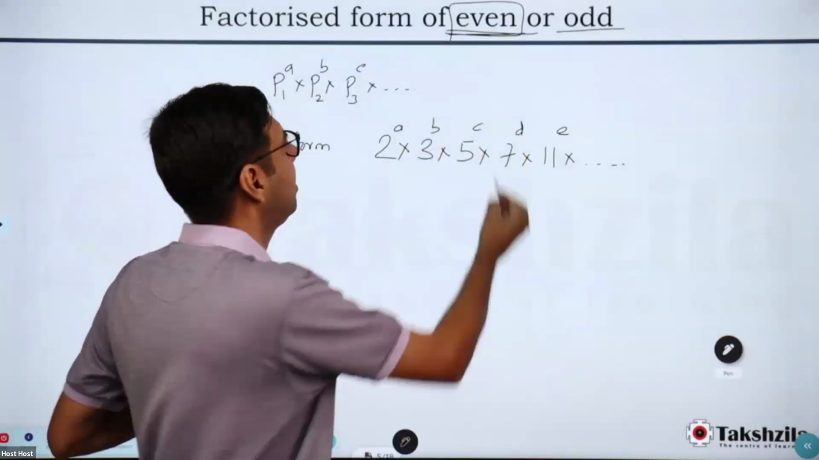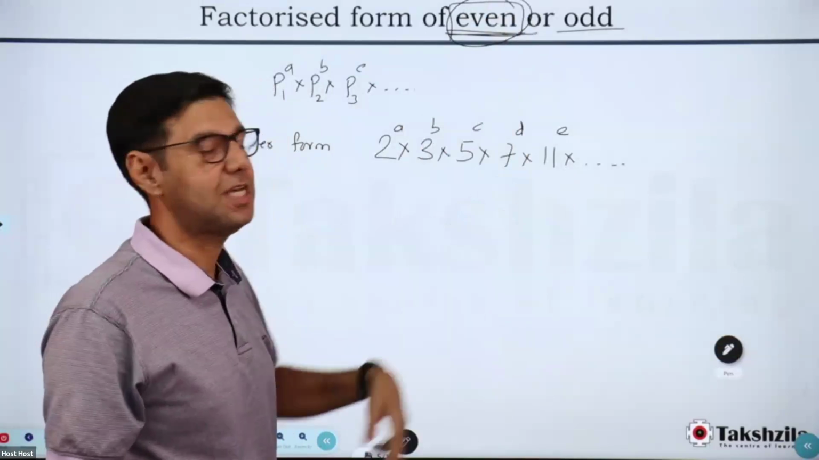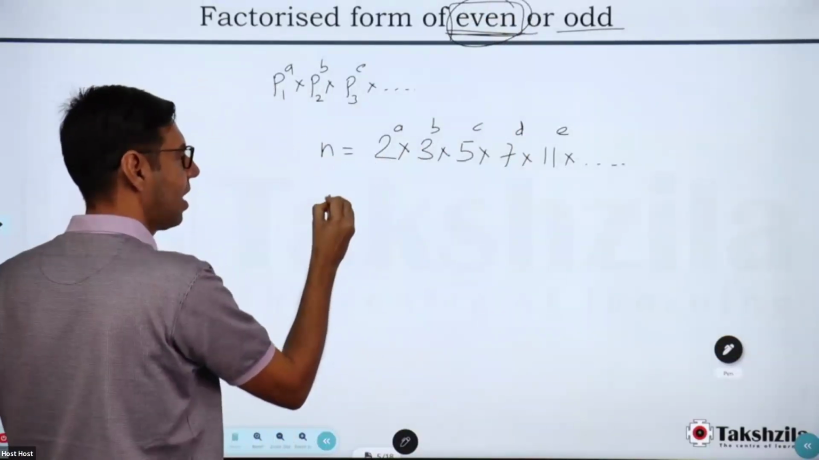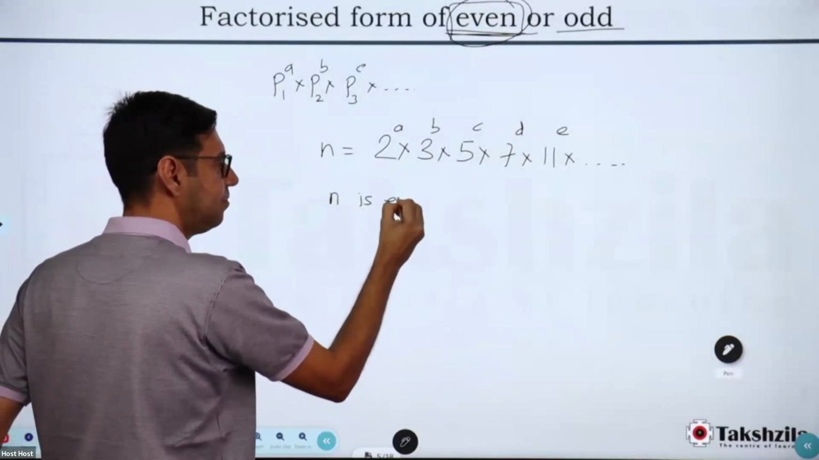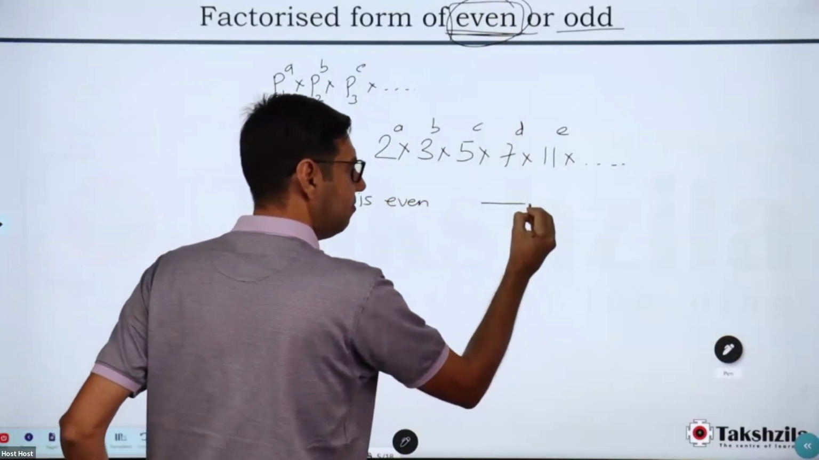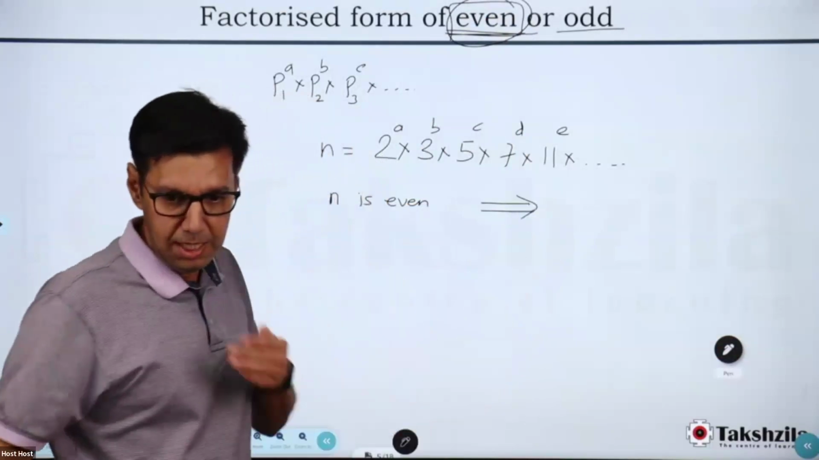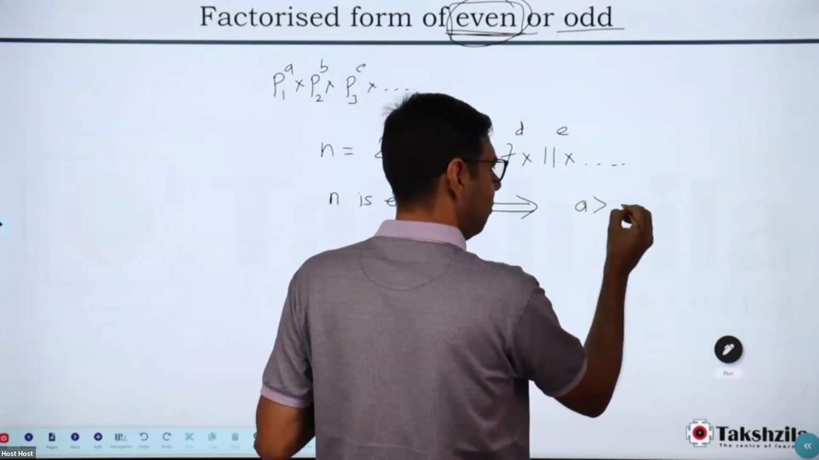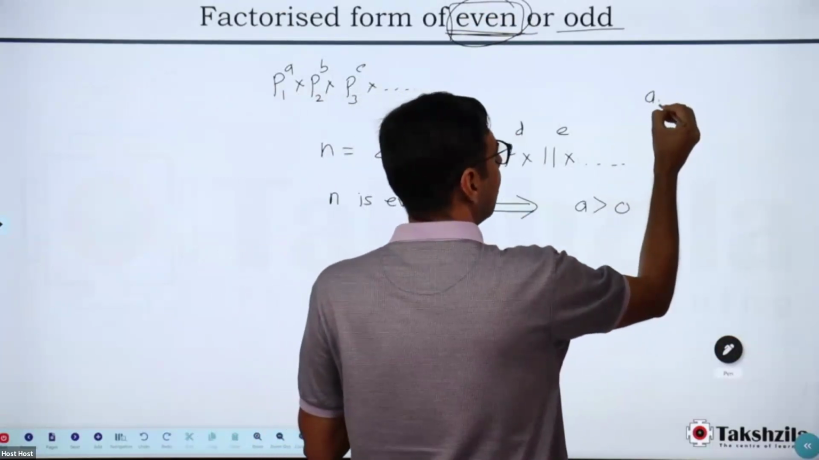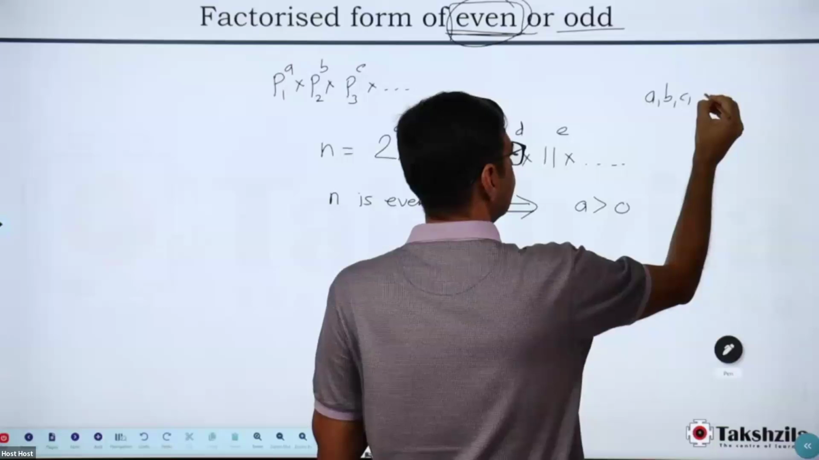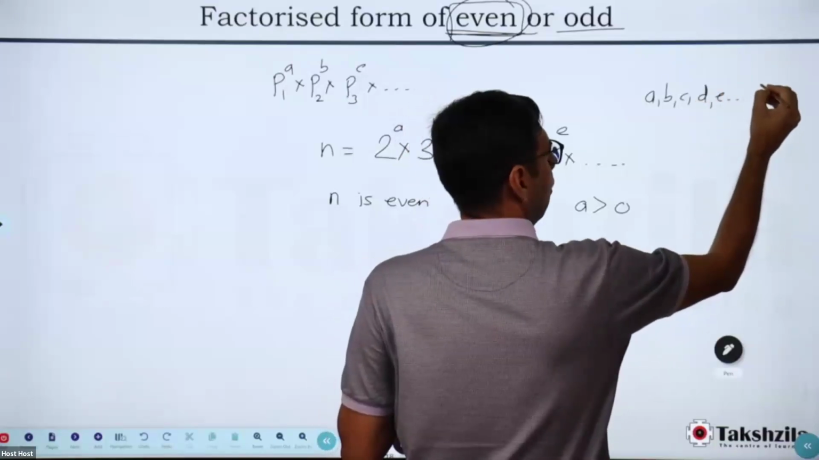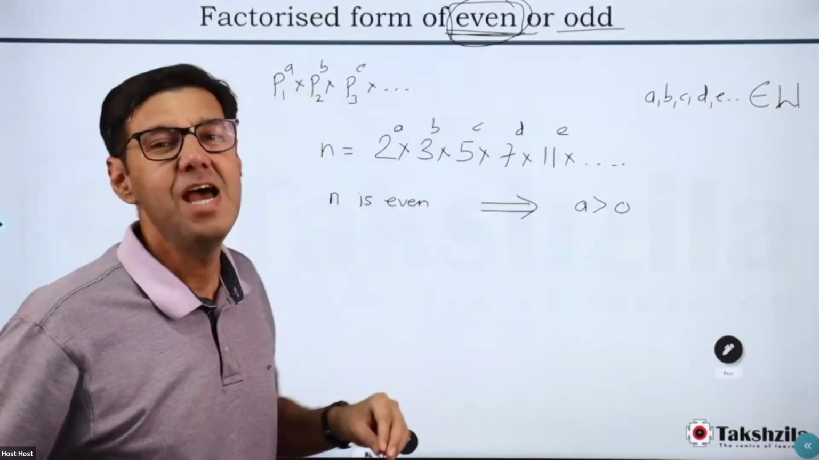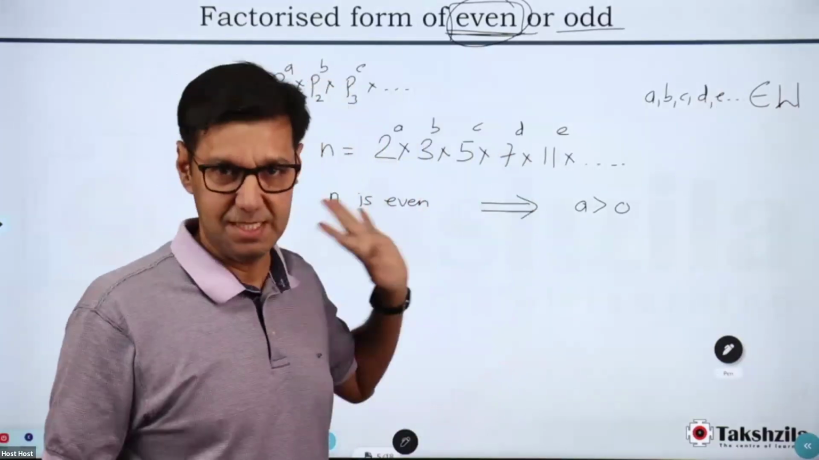So coming back to our question, this is a very simple question. I don't think you need my help. When will you say this number n is even? Go ahead and give me a condition. The only condition is a is greater than 0. And we understand a, b, c, d all belong to the set of whole numbers. Why whole numbers? Because 0 is allowed. Decimals are not allowed. That's it, right?